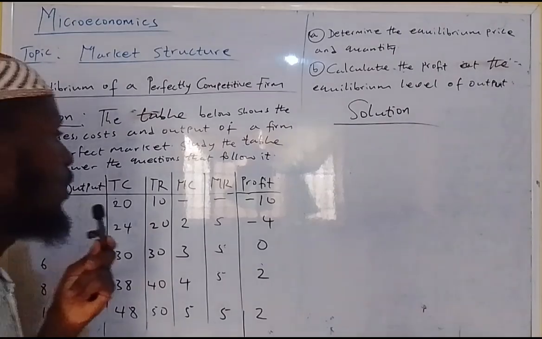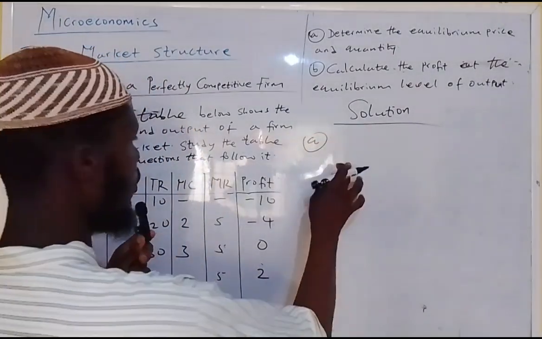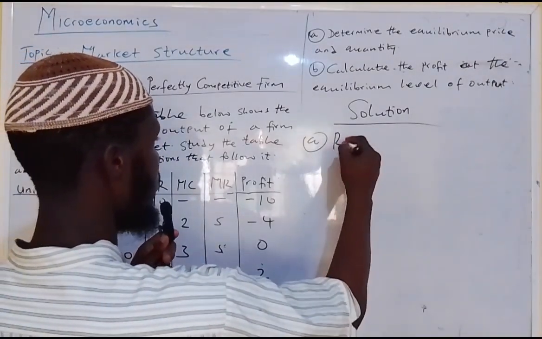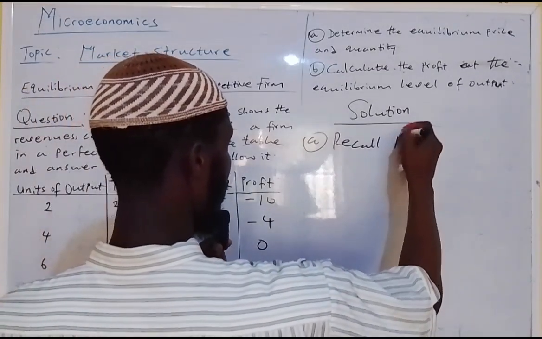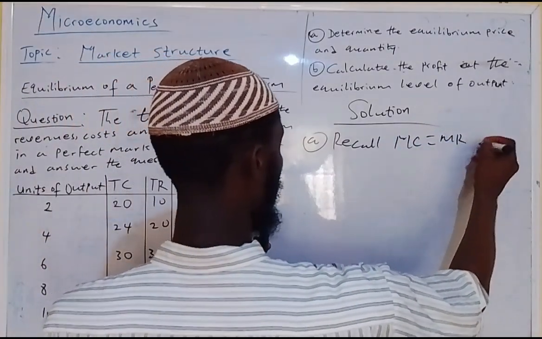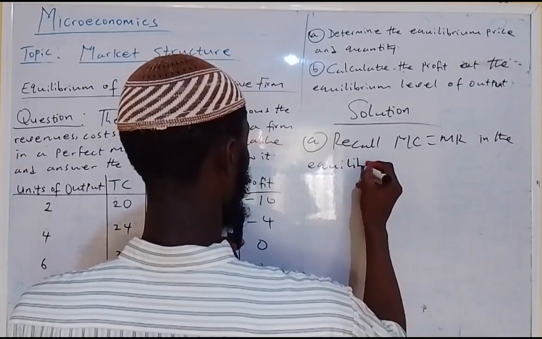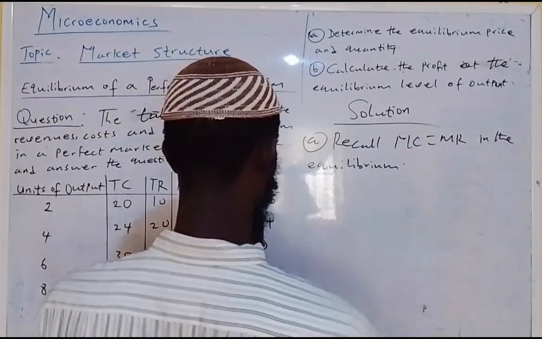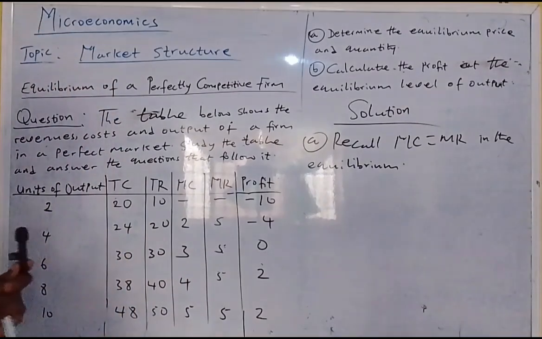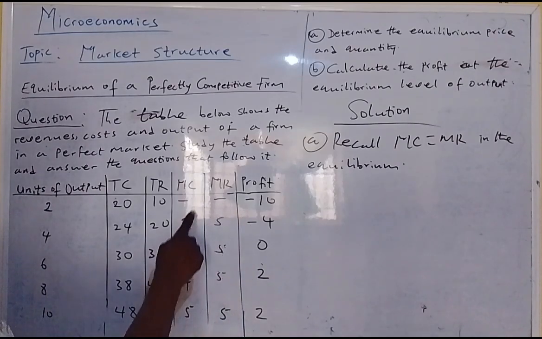In other words, here for A, you are going to use the equilibrium condition. You recall that in the equilibrium, MC is equal to MR. That is, this is the equilibrium condition: MC equals MR. So you go to your table and you check where you have MC and MR equal.